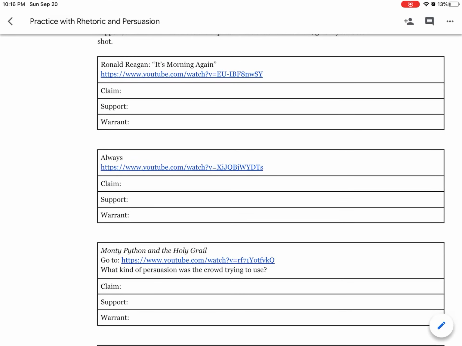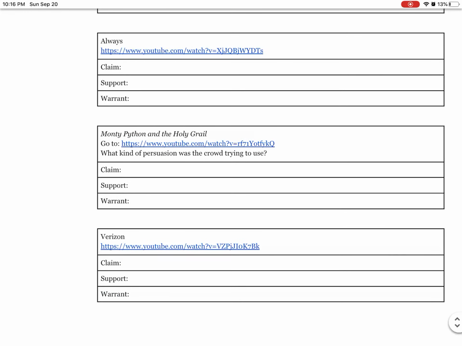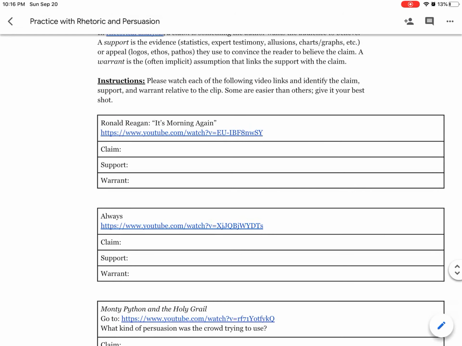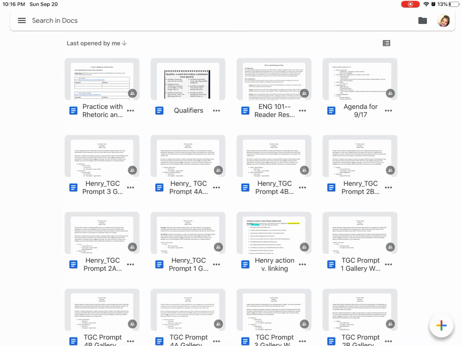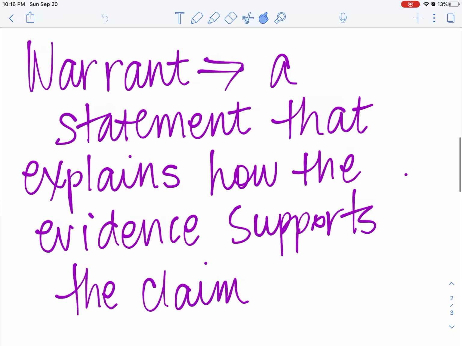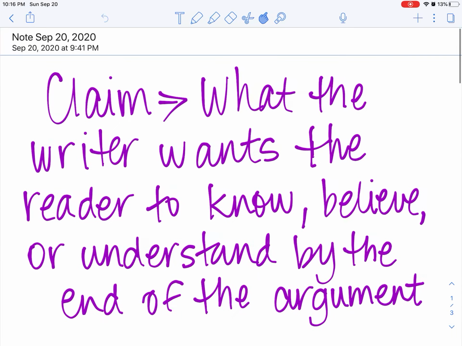So you have this ad, Ronald Reagan, it was his campaign. It's Morning Again. I think it's always funny to watch things from the 80s. Monty Python and the Holy Grail, and then this Verizon ad. So I would like for you to watch those links and try to identify, again, what is the claim? What is the thing that the writer wants the reader to know, believe, or understand by the end of the argument, by the end of the ad?